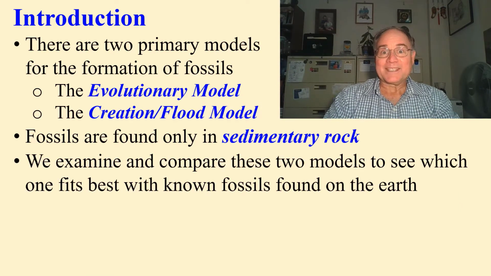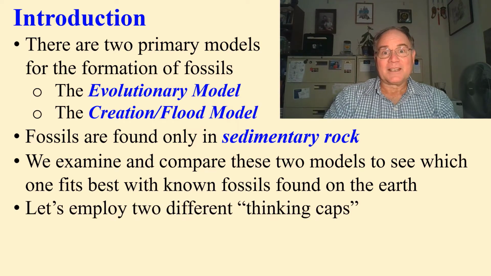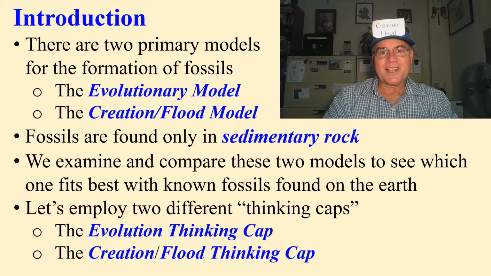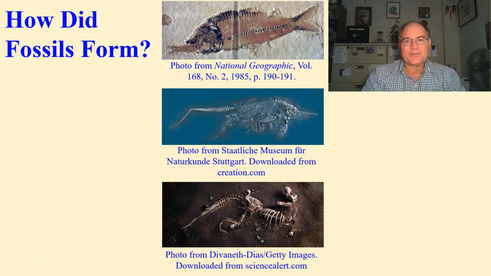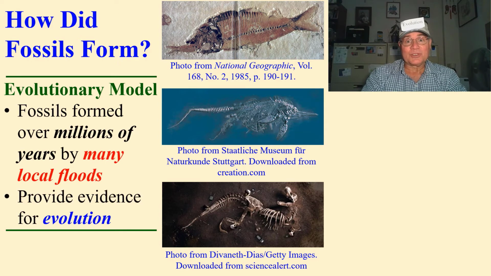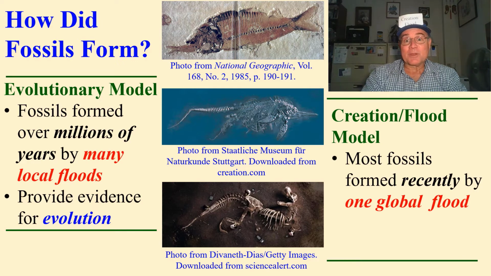In this video, we examine and compare these two models to see which one fits best with what we find on the Earth. Let's employ two different thinking caps, the evolution thinking cap and the creation+flood thinking cap. How did fossils like these form? The evolutionary model says they formed over millions of years by many local floods, and they provide evidence for evolution. The creation+flood model says most fossils were formed recently by one global flood.